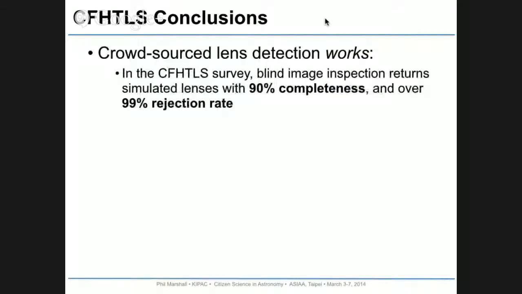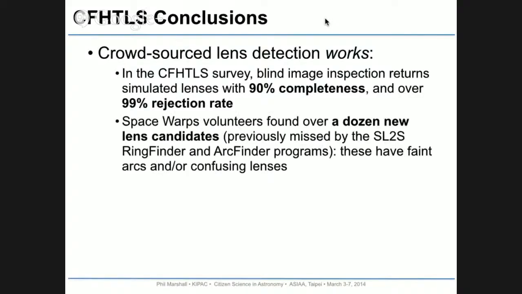Okay, so what did we learn? We learned that crowdsourced lens detection works, which is we can return over 90% completeness, and certainly a very high and useful rejection rate. We found a dozen new lens candidates, so that's another way we know that it works. And so far, what we can say about them is that they seem to have faint arcs and/or confusing lenses, that is to say, exactly the kind of thing that makes life difficult for robots. Humans are better at understanding image features in context.